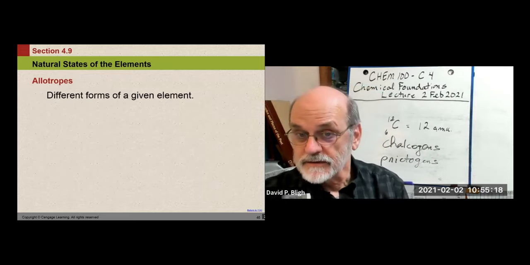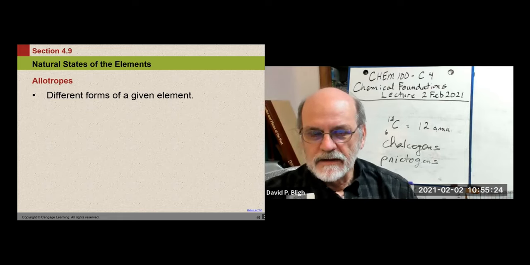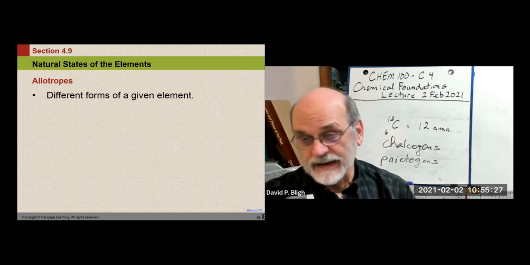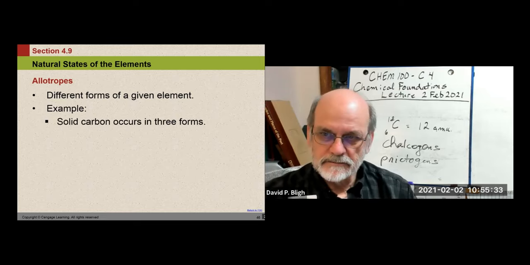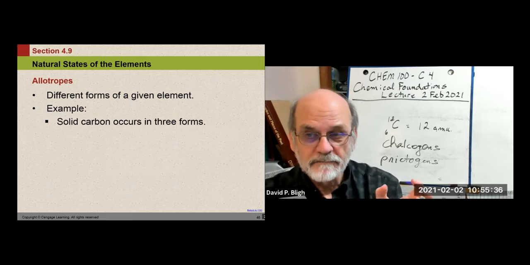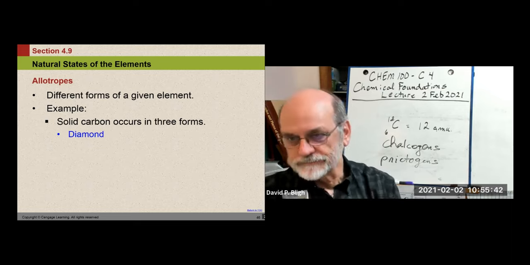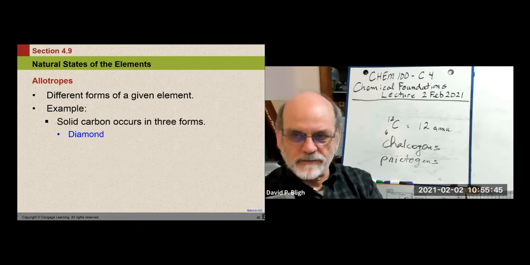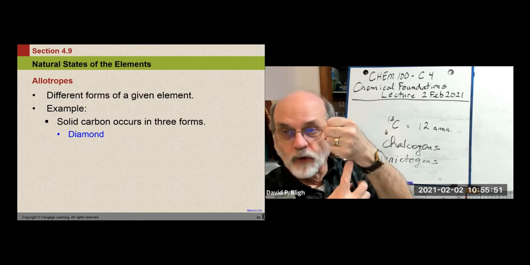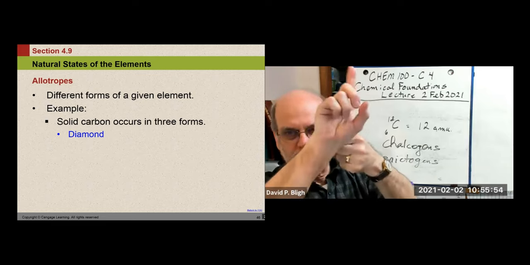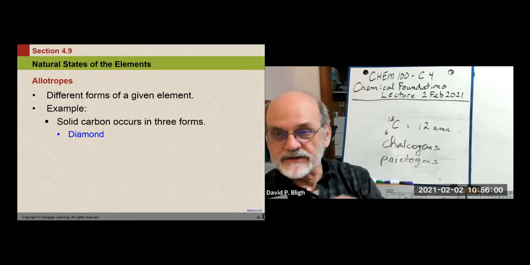Other elements exist in different forms. They could be diatomic, they could be polyatomic. For example, carbon occurs in three forms. It's still pure elemental carbon, but the structure is different. Diamond is the most desirable. Diamond has a tetrahedral structure. That means every carbon atom is bound to four other carbons, like one up here, one down there, one over here, and one over there. Diamond is a tetrahedral structure.